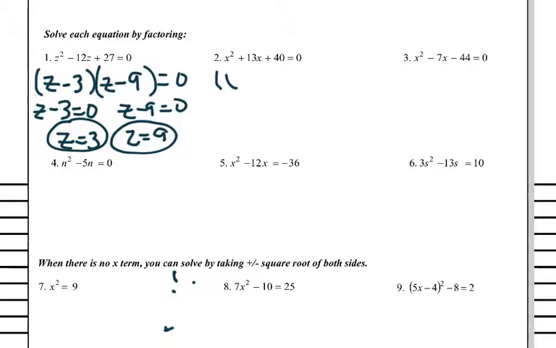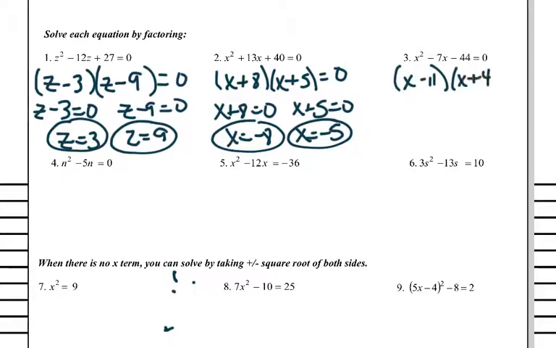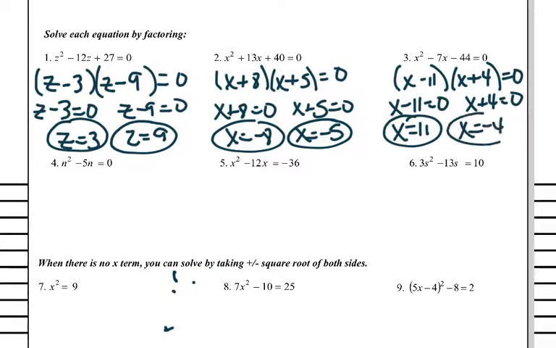Easy peasy. Next one here, and you should be able to do this pretty quickly, is x plus 8, x plus 5. It's tedious, but I still want to see the two equations, and then solving those two equations, getting negative 8 and negative 5. When the signs start to change, we've got to think a little bit more. Now we need two numbers that multiply to a negative 44 and add to a negative 7. So x minus 11 equals 0 and x plus 4 equals 0. So x equals 11 and x equals negative 4.